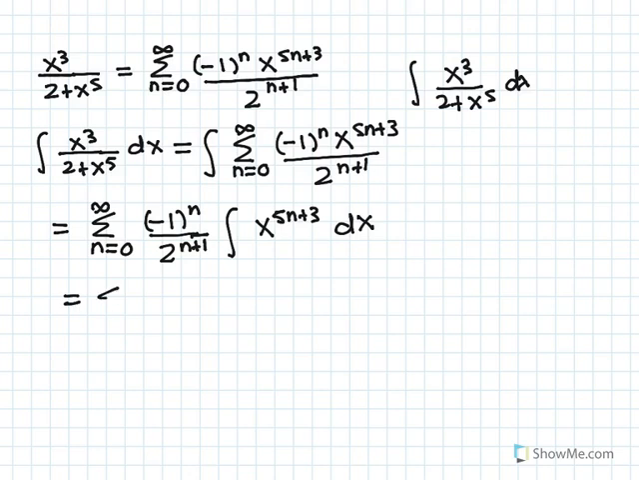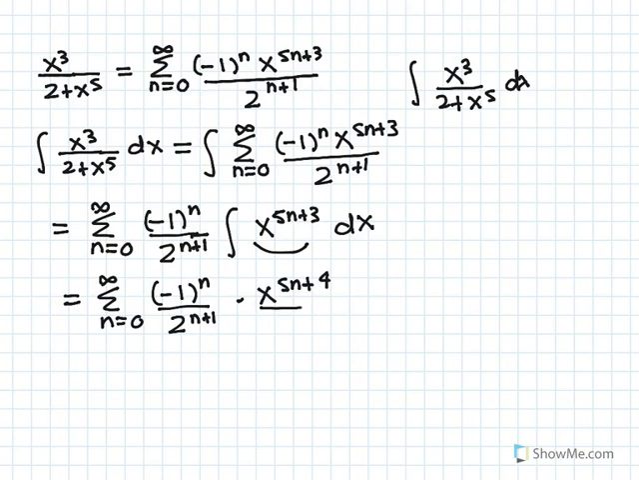We get summation n equals 0 to infinity of minus 1 to the power of n divided by 2 to the power of n plus 1. Now reverse the power rule, add 1 to the exponent, and divide by the same. So we get x to the power of 5n plus 4 divided by 5n plus 4, plus C. We now have the power series representation of the integral of x cubed divided by 2 plus x to the power of 5 dx.